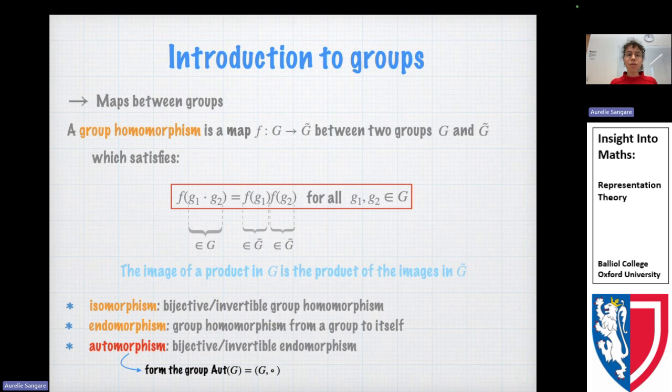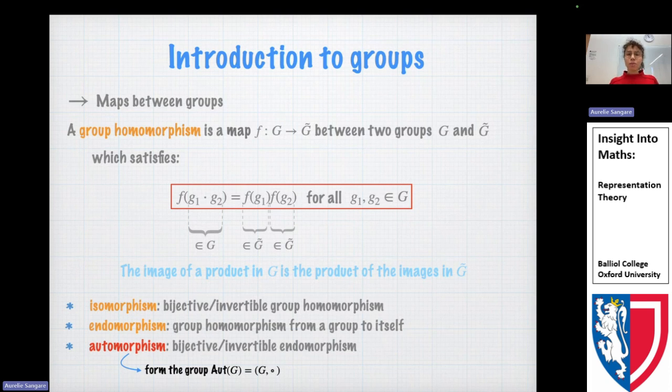So a group homomorphism is a map or function f which goes from some group G into another group G tilde, and this group homomorphism satisfies the equation in the red box. And that equation says that if you take any two elements G1 and G2 in your group G and you consider the product G1 times G2, and you then apply your group homomorphism f, so what you get is f of G1 times G2, then what you get is the product of f of G1 and f of G2. So in words, the image of a product in G is the product of the images in G tilde.